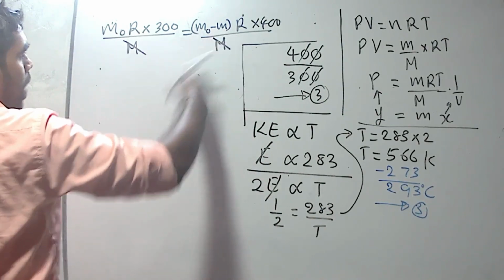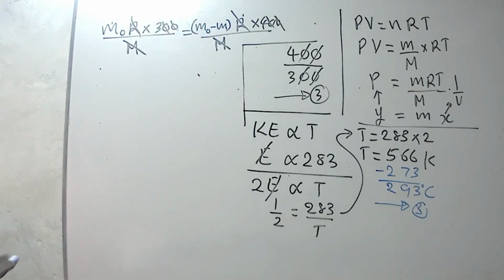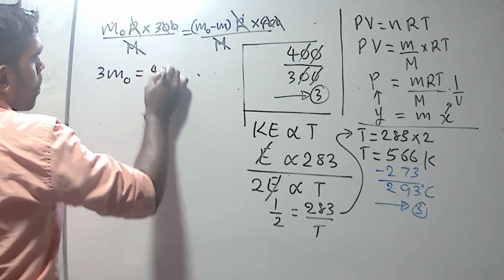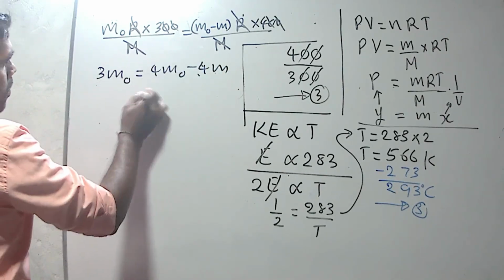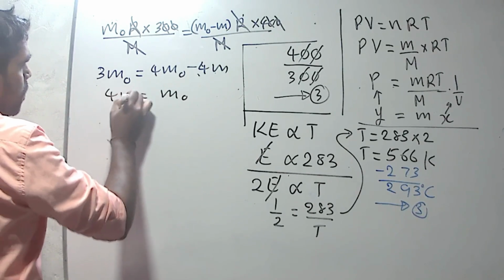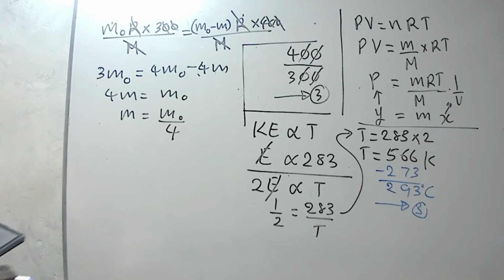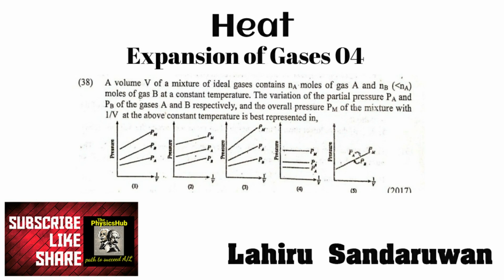Then we can cancel out M and M, the zeros, R and R. Then we can find the simple m value. 3m0 equals 4m0 minus 4m. 4m0 minus 3m0 gives m0 equals 4m, then m equals m0 divided by 4. Then 1/4 of the initial mass has been removed. Answer is 3.